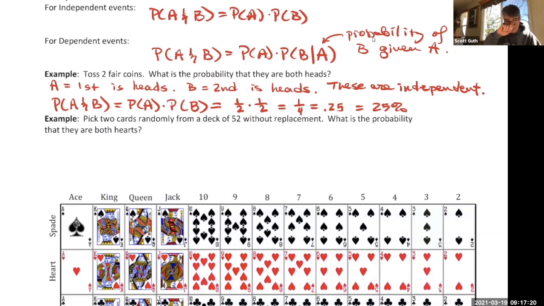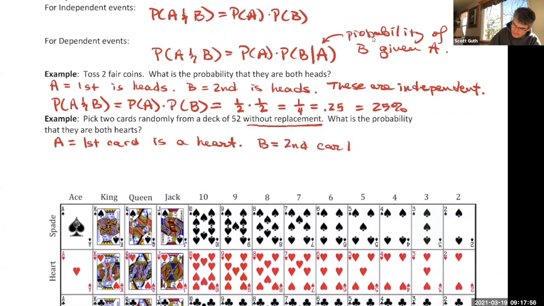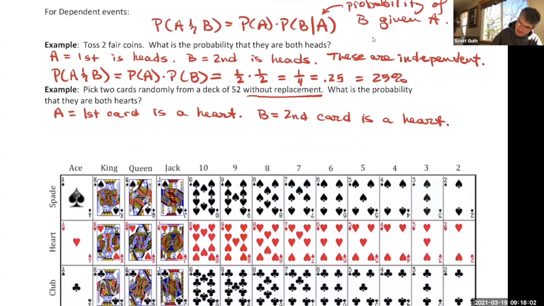Okay, so now here, this is really similar, but you're picking cards from a deck and you're not replacing the first card when you draw the second. I'm going to say A equals, we want both hearts. So A equals first card is a heart. B is second card is a heart. Okay, independent or dependent?